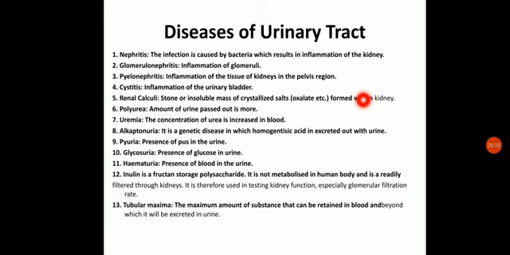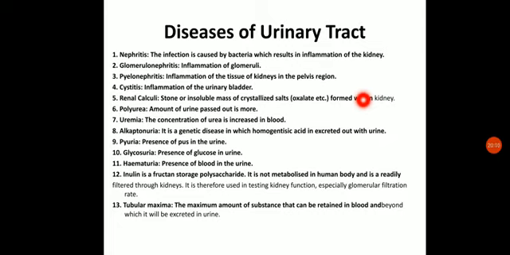Next is cystitis. It's inflammation of the urinary bladder. That may be considered as a disease of the urinary tract. Renal calculi, it's a formation or the presence of stone or insoluble mass of crystallized salts like oxalate within the kidney. So it's called renal calculi. That may cause severe pain in the person, and the person would be facing problems while urination as well.